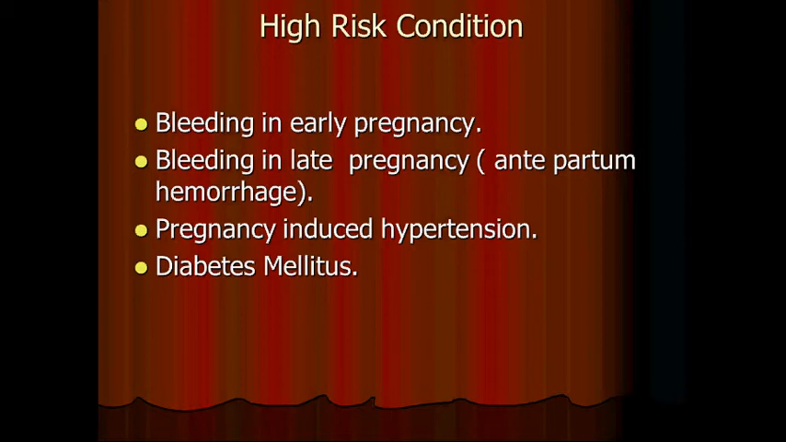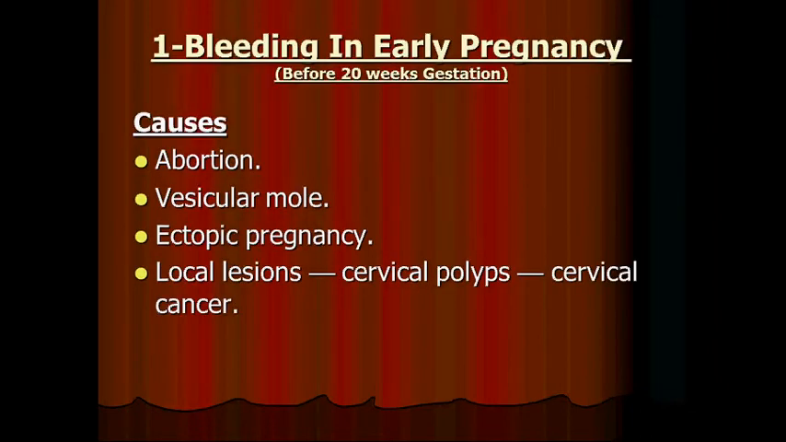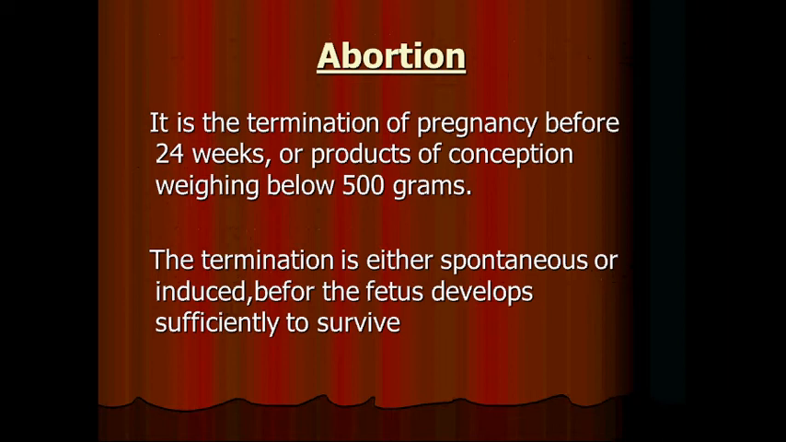High-risk conditions: bleeding in early pregnancy, bleeding in late pregnancy (antepartum hemorrhage), pregnancy-induced hypertension, diabetes mellitus. 1. Bleeding in early pregnancy, before 20 weeks gestation, causes: abortion, vesicular mole, ectopic pregnancy, local lesions, cervical polyps, cervical abortion.